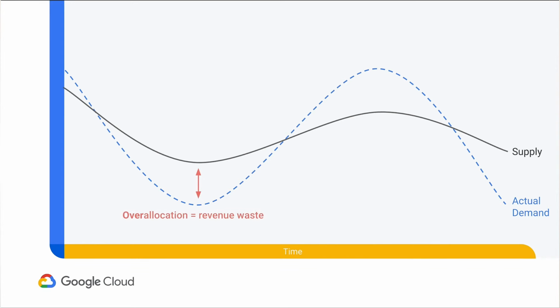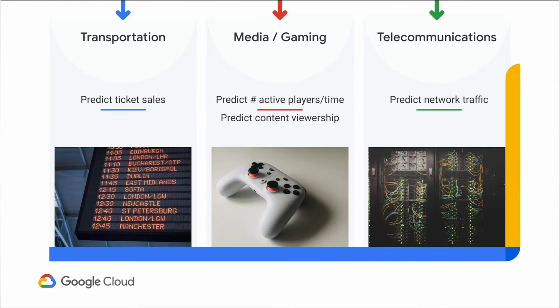In this situation, we have over allocation where supply exceeds demand. And in this situation, we have under allocation where demand exceeds supply. In each of these situations, that's where you see some revenue loss or potential revenue loss. And so this framework doesn't apply just to retail businesses. This can certainly apply to other industries as well.